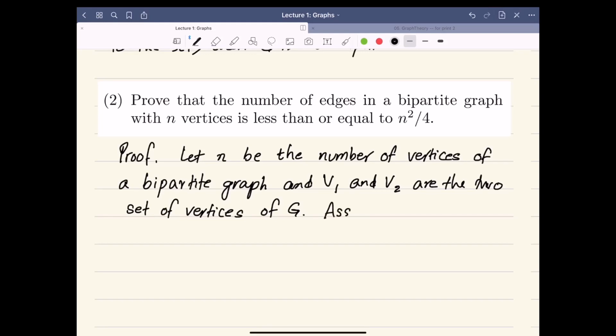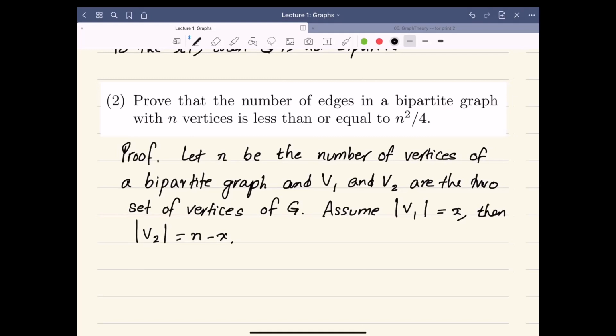So we assume that the size of the first set is equal to x. Then what will be the size of the second set? The size of the second set will be n minus x. And the maximum number of edges is obtained when we multiply x by n minus x. So I will call it E equal to x times n minus x.